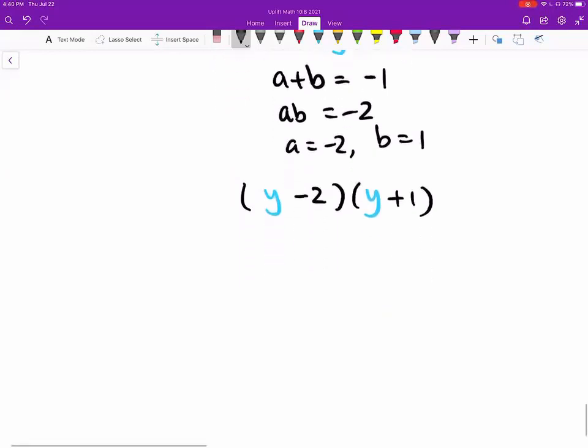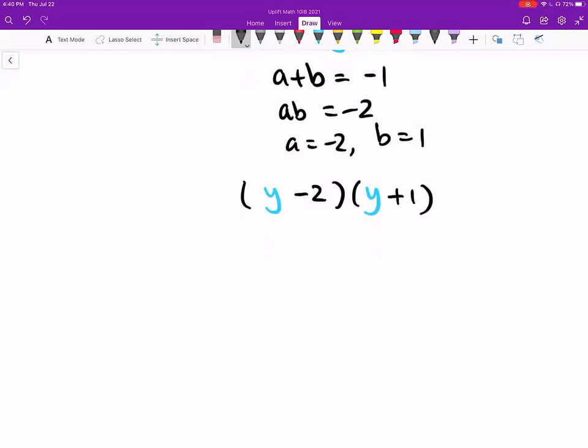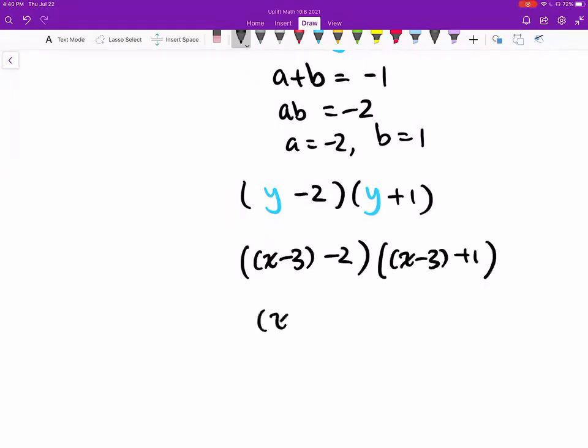Yes. And then we could substitute back in the x minus 3. So we replace all the y's with x minus 3. X minus 3 minus 2 times x minus 3 plus 1. And then we just simplify these inside the brackets. We get x minus 5 and x minus 2.